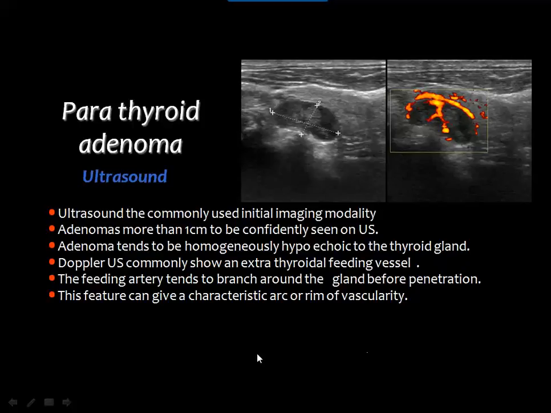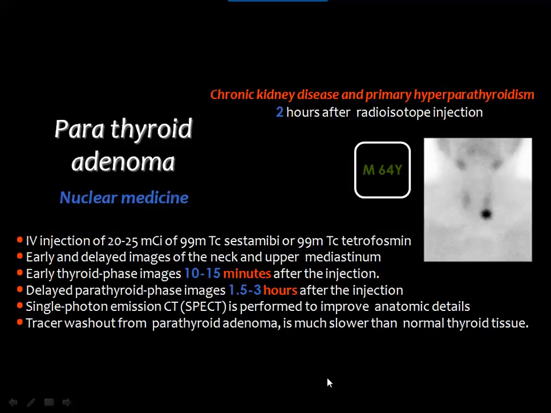But the smaller size is of course difficult to detect. The usual appearance is an oval-shaped structure that is relatively hypoechoic compared to the adjacent thyroid tissue, and if you have the Doppler scan, you see peripheral hypervascularity around the adenoma.